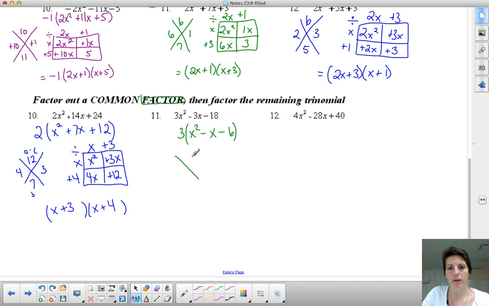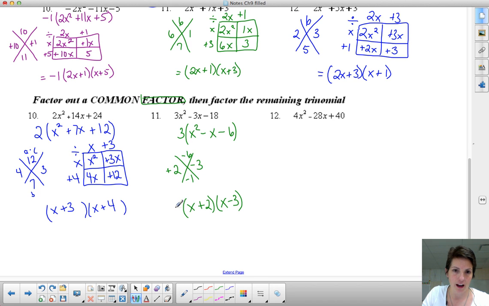So now we're looking for the pair of numbers that multiply to a times c, so negative 6, and add to b, that's negative 1. To multiply to a negative, we have to have a positive and a negative. So multiply to 6, and those two numbers have to add to negative 1. So that's going to be a positive 2 and a negative 3. In my trinomial, my leading coefficient is a 1, so I'm not even going to bother with my box. x plus 2 times x minus 3.